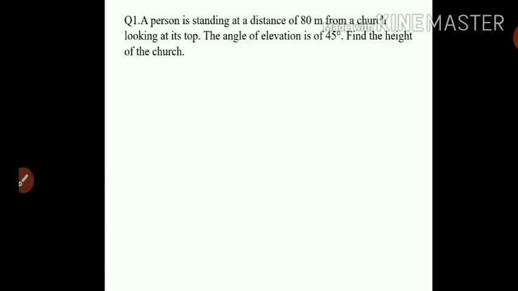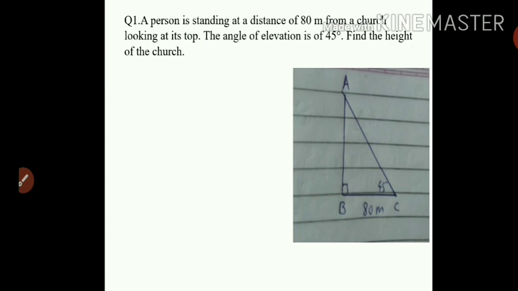Now the first question is, a person is standing at a distance of 80 meters from a church, looking at its top. The angle of elevation is 45 degrees. Now you find the height of the church. So first what we'll do, we'll draw a diagram. You can see here.